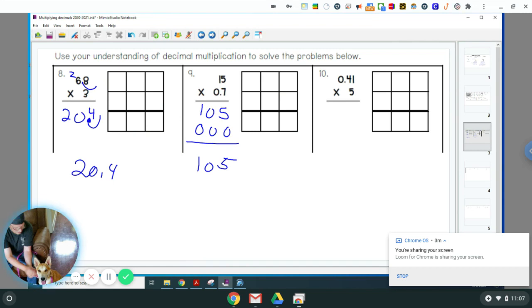So same thing here. And then there's only one up here, so you have one down here. So it'd be 10.5. And then there's 2 up here, so you have 2 down here. So it'd be 2.05. So like 1, 2, 1, 2. So you get 2.05. That's how you multiply decimals.